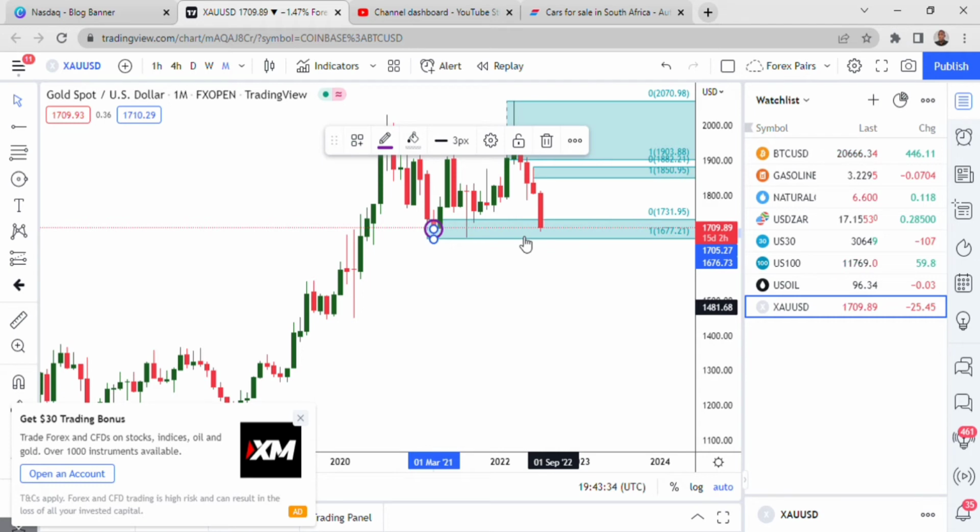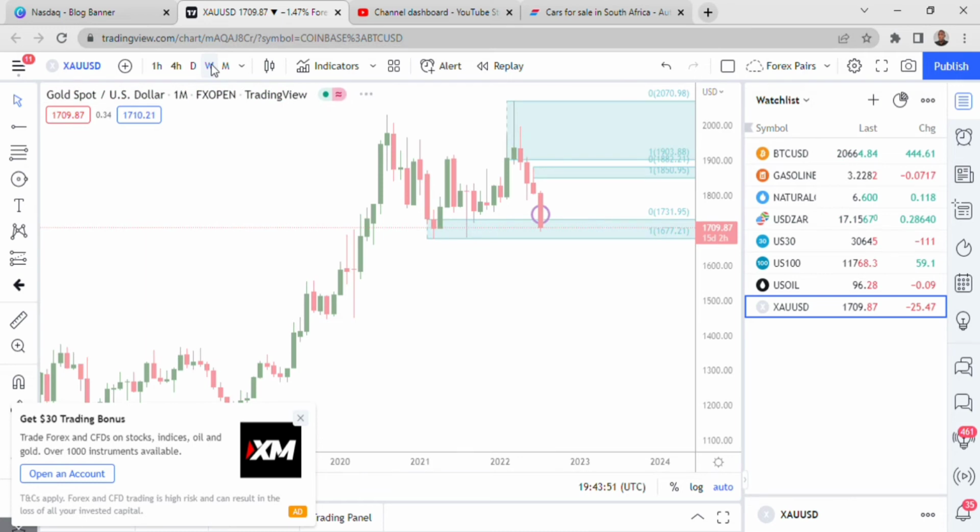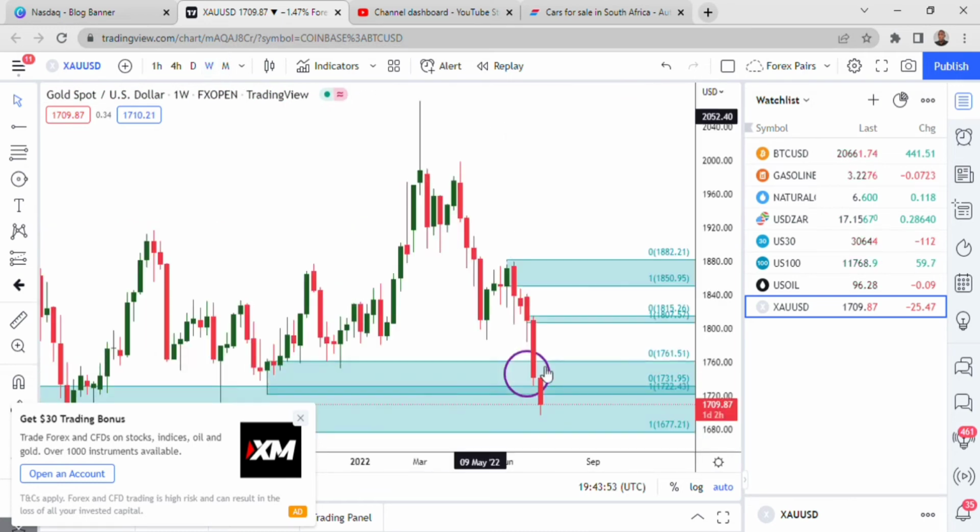But we don't predict the breakout. We just wait and see if the price is going to break out. If it breaks out, then we are going to react and look for trades to the downside. All right, so that's what you are having on monthly. Let's go down to weekly and see if anything has changed there.